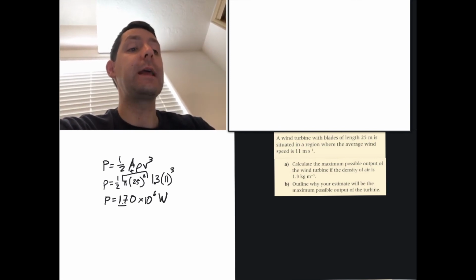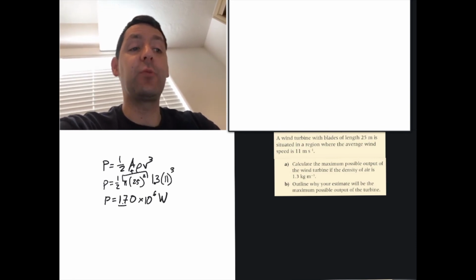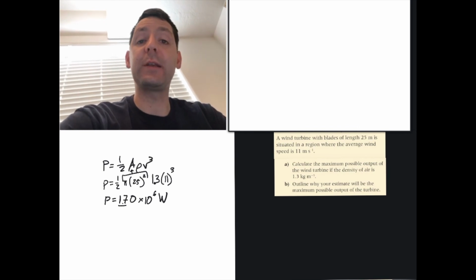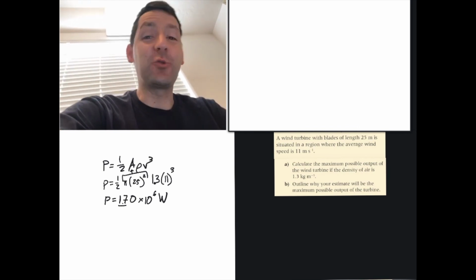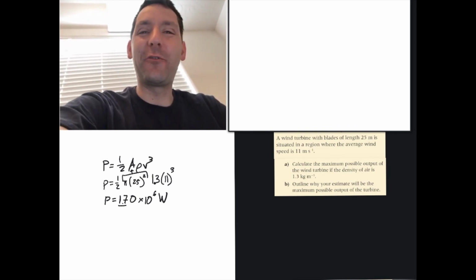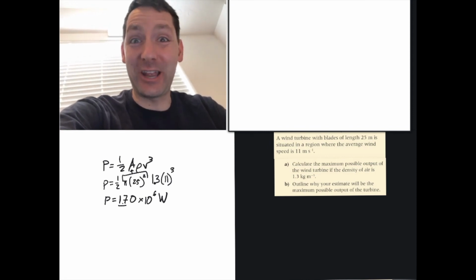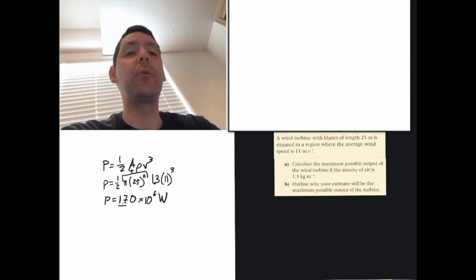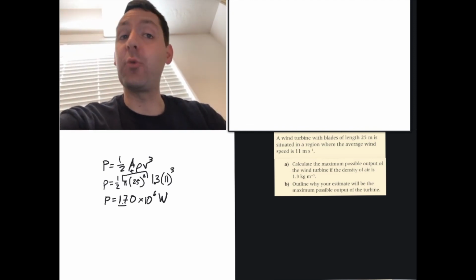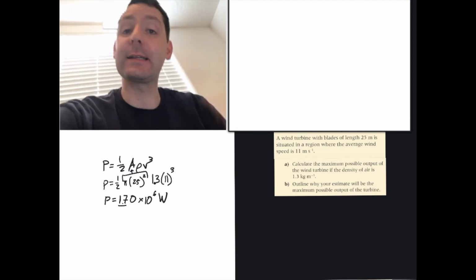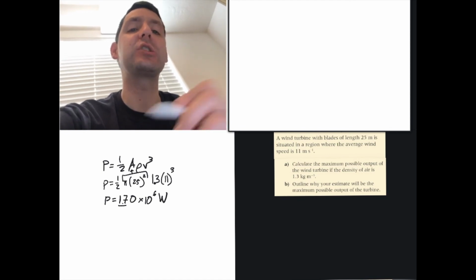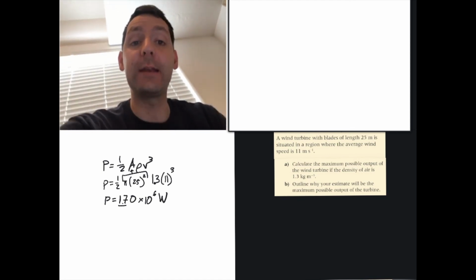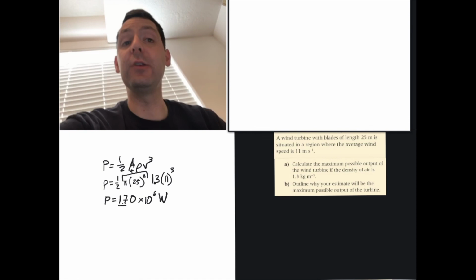All right, the next question is outline why your estimate will be the maximum possible output of the turbine. If you want to answer that question, rewind the video about 3 or 4 minutes and you'll get the explanation there. Okay, so try to answer it. Double check your answer. Remember, it has to do with the fact that the wind is not going to stop. The wind has to continue passing through, which means you can't actually get all of the kinetic energy of the wind turned into the useful power.